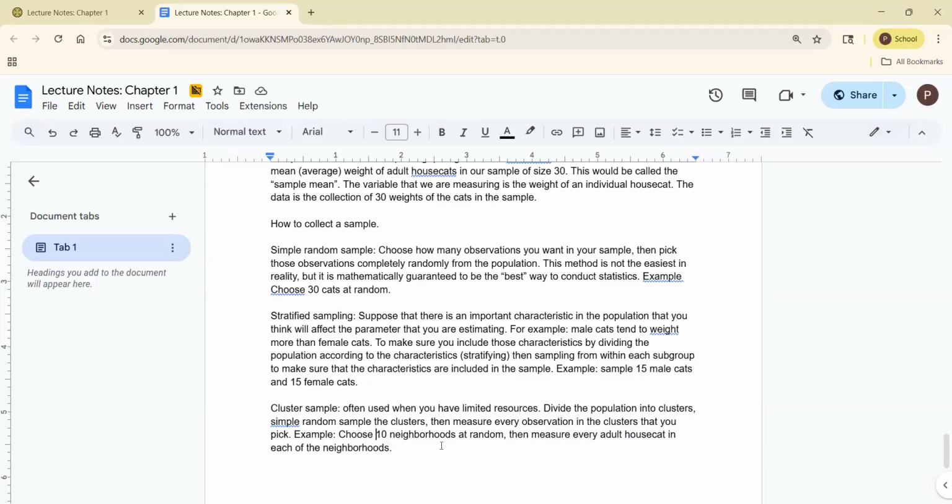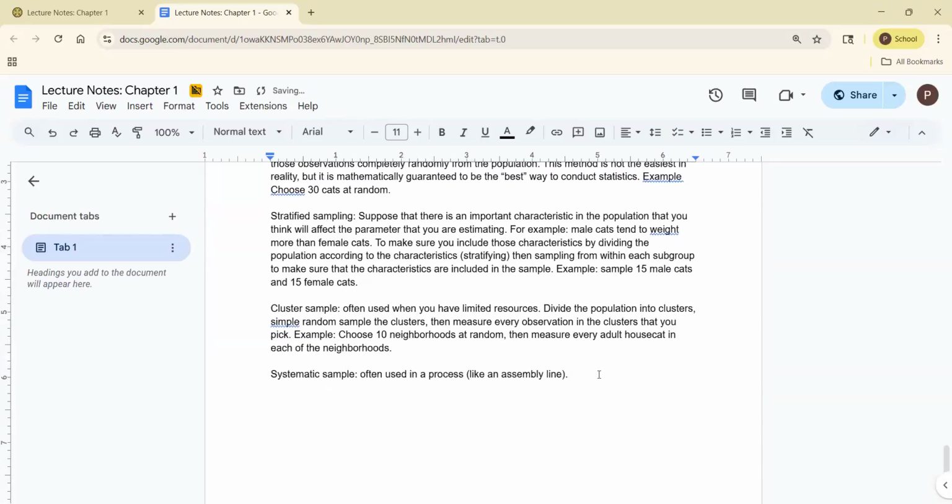Now you only need 10 researchers. They go to each neighborhood, and then they're going to measure each adult house cat, and that's going to give you a pretty random sample. Okay. There's another way, systematic sampling, often used in a process, a sample generated by a process, like an assembly line.